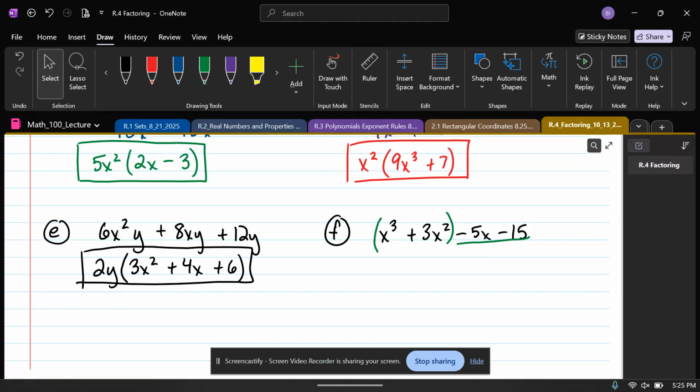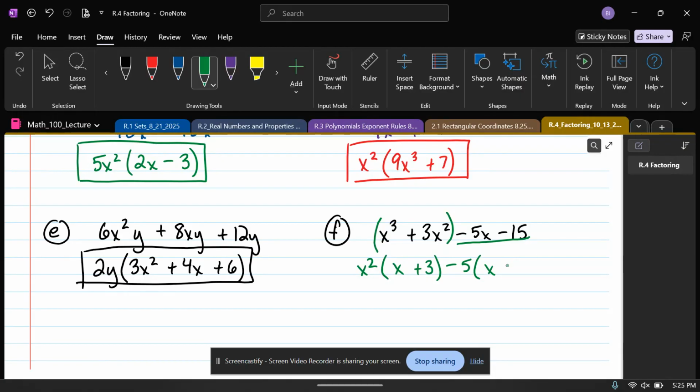And then you break it apart, and you say, okay, what's the GCF of the first two? Just those two. Disregard the negative 5x minus 15. X squared. So I'm going to factor out x squared, and then that's going to leave me x plus 3 in the parentheses there. Right? Okay. Then I go to the underlined set. What is the GCF of negative 5x and negative 15? Negative 5. What's that going to leave in the parentheses?